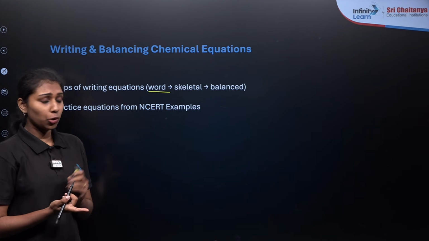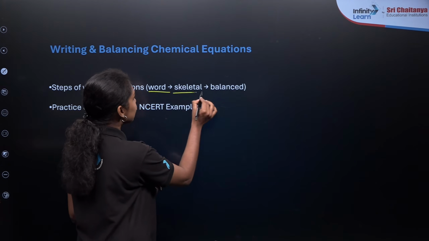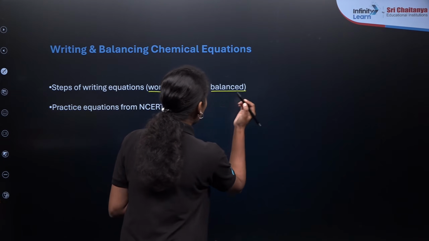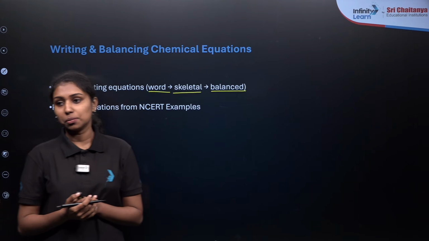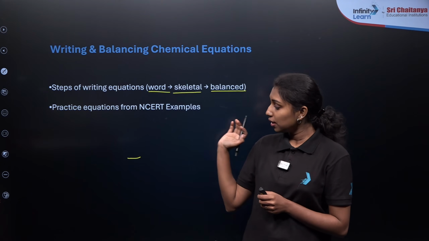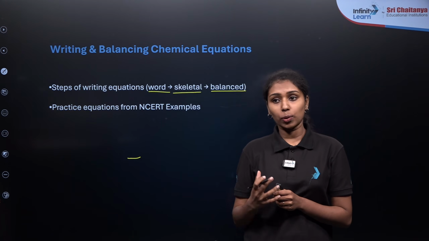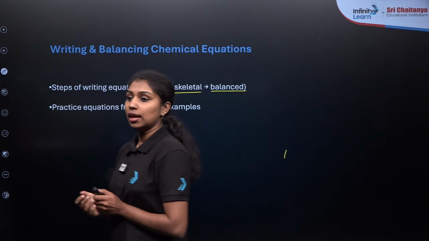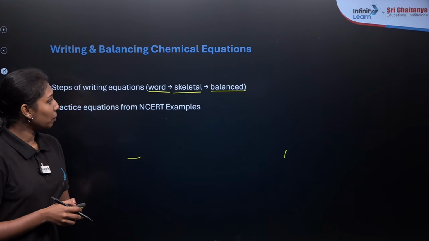So we need to convert the word equation to the skeletal equation, then we need to balance the chemical equation, right? So we can practice by using the NCERT examples. There will be more examples given in the NCERT textbook. So from the NCERT textbook you can practice more equations to balance the chemical equations. Let us see one problem for the balancing of chemical equation.